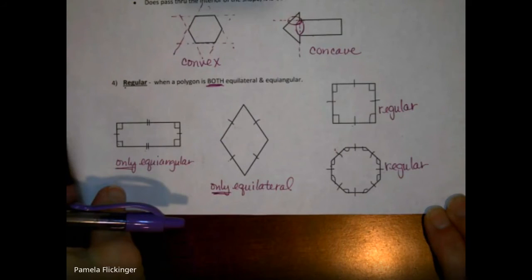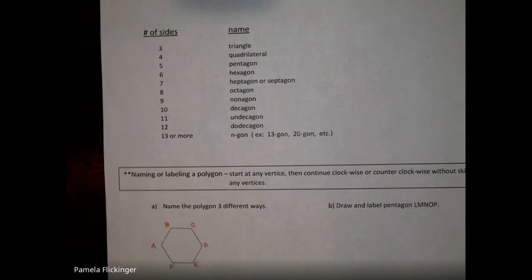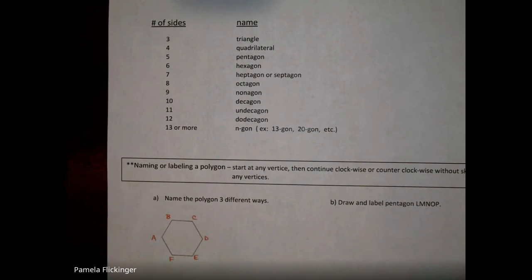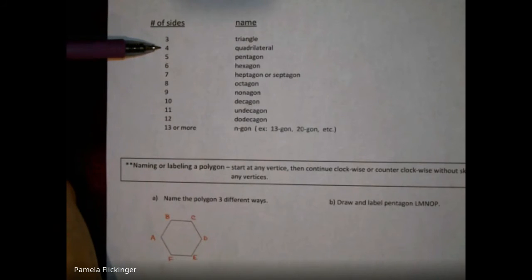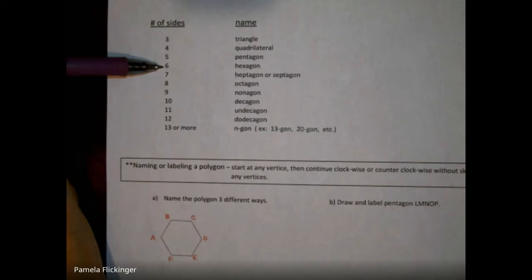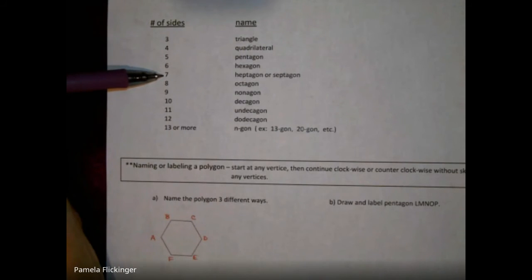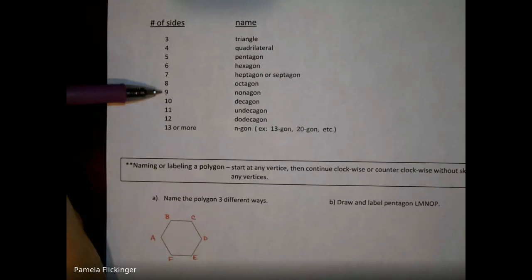Now, on the next page are all the names of the different polygons that you should know. All right, 3-sided figures are triangles. 4-sided figures are quadrilaterals. 5 is pentagon. 6 is hexagon. 7, you may call it either a heptagon or a septagon. It has 2 names. 8-sided figures are octagons. 9 are called nonagons.